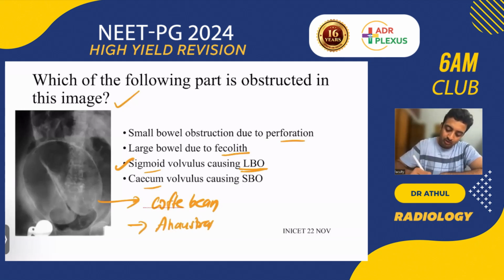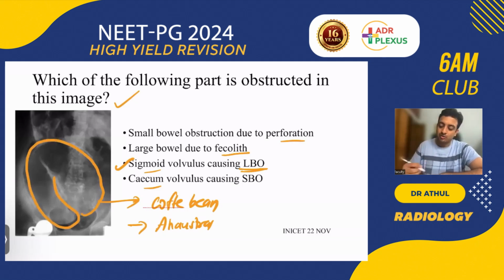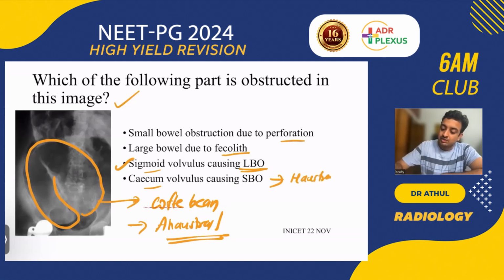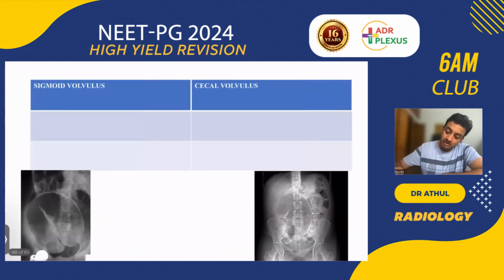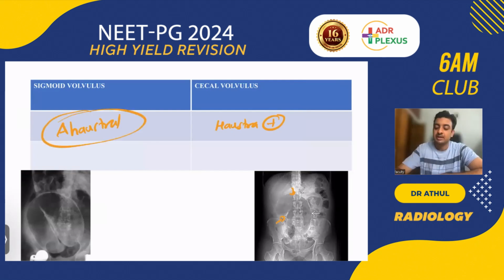You will not be able to see any haustrations. Usually you will be able to see large bowel loops, but here you are not able to see any haustrations. Usually you will be able to see some haustrations in cecal volvulus. And see, that is how you differentiate between sigmoid volvulus and cecal volvulus. See, here you are able to see 1, 2 haustrations. This is cecal volvulus, so haustra plus. The sigmoid volvulus is ahaustral. This is the most important point that helps you to differentiate between sigmoid volvulus and cecal volvulus. Okay.